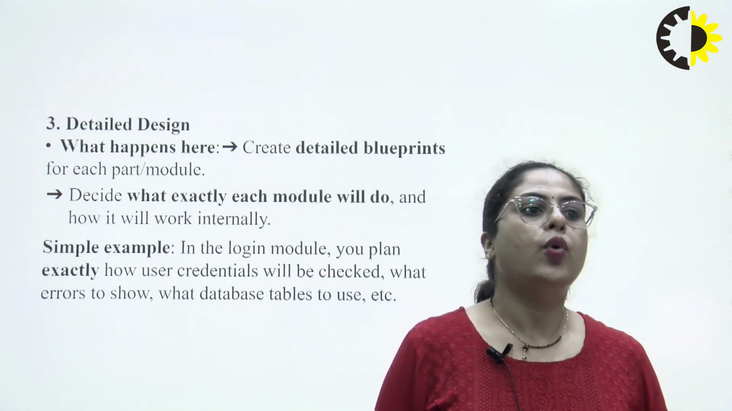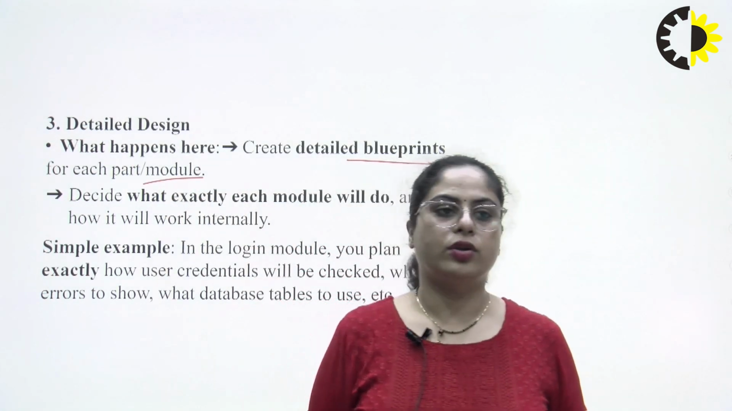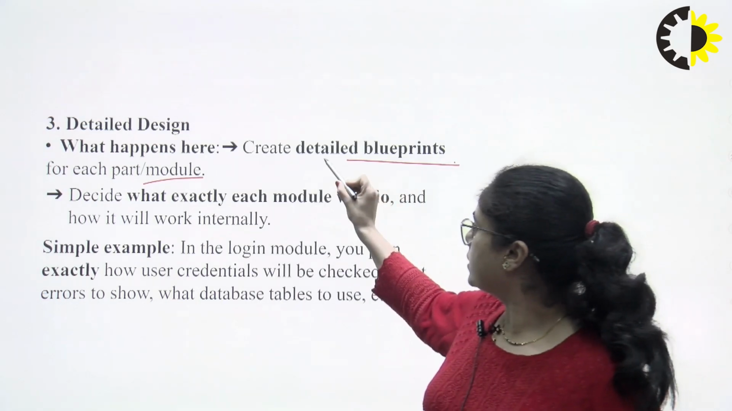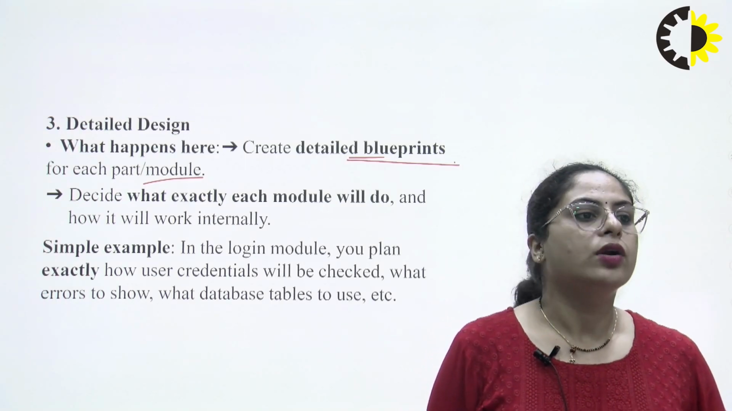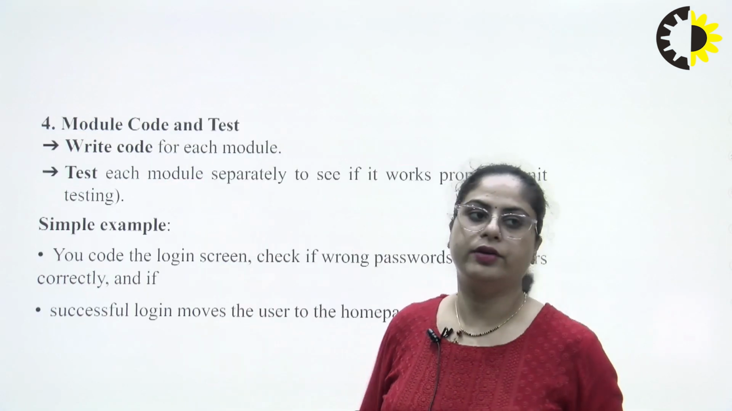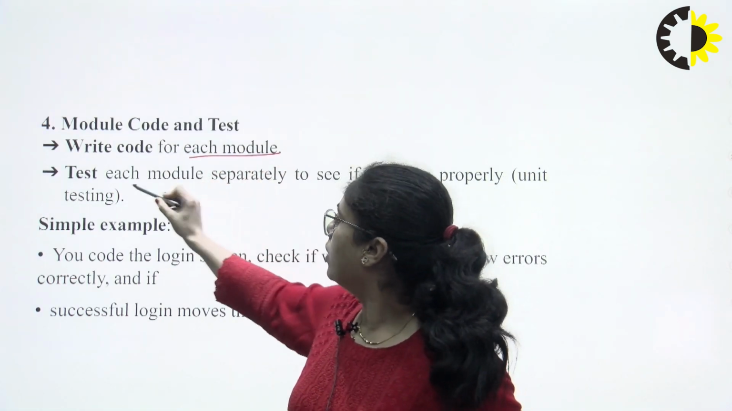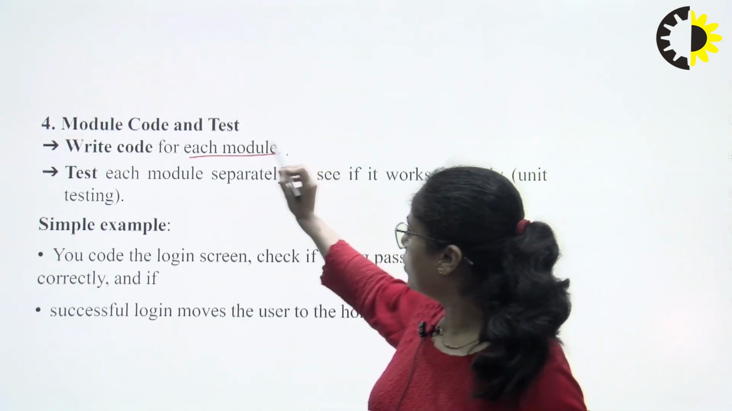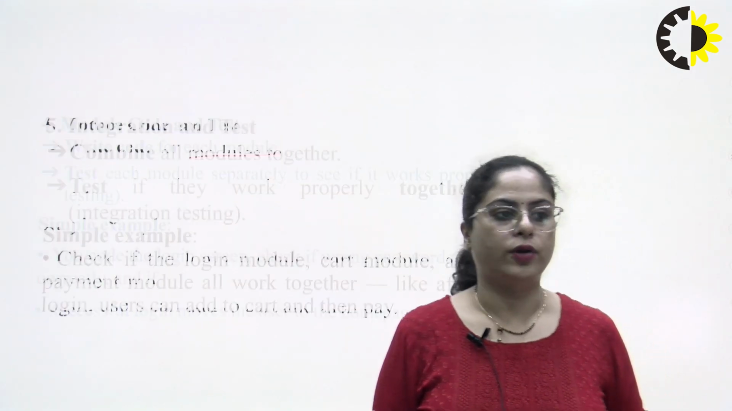In detailed design, what happens here? Create the detailed blueprint for each part or module. For the design, coding and testing, these detailed blueprints are made for those individual phases. Decide what exactly each module will do and how it will work internally. Module code and test: write the code for each module and test each module separately to see if it works properly or not.